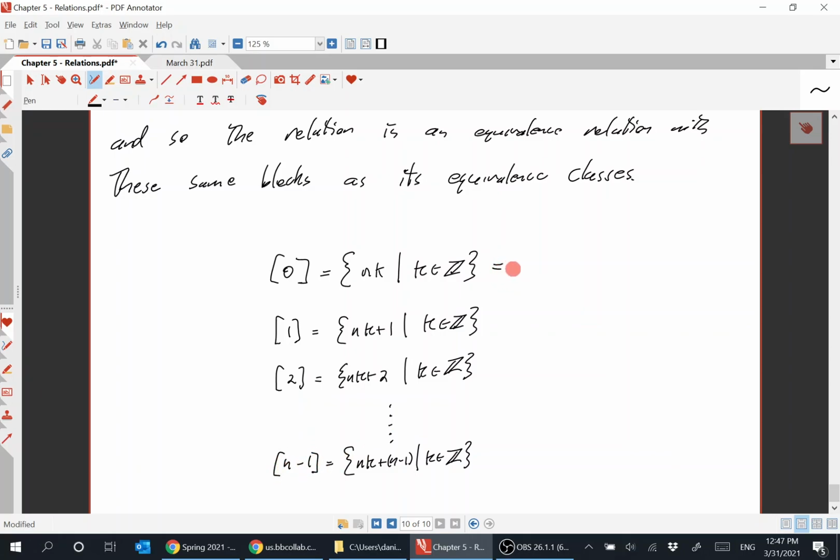all the way down to the equivalence class of n minus 1, which is equal to the equivalence class of n minus 3n, and so forth. This is the equivalence class of n plus 1, the equivalence class of 7n plus 1, and so on and so forth. Right? 1 and n plus 1 have the same remainder when divided by n, therefore they're in the same equivalence class.